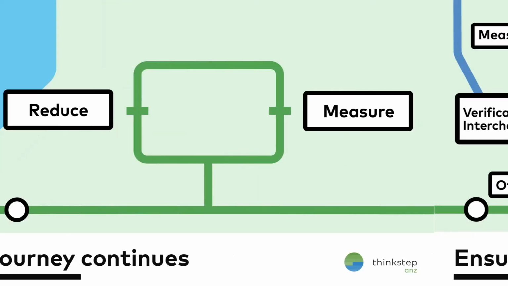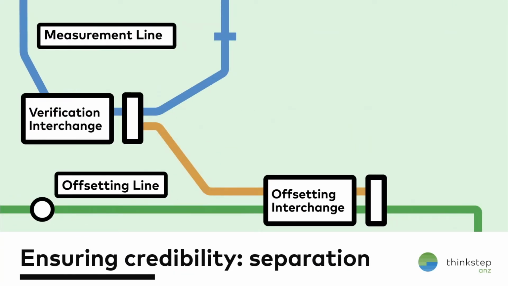So let's have a look at the first stops. And that first stop after reducing and measuring would be the verification interchange. So you come off the measurement line and stop over at the verification interchange. And what you can see here is the verification line is a different line. It's the orange one, because that's quite important. The measurement line goes in a circle, and it can be the same people and the same train helping you on that. But you need to change trains or people to help with the verification, because that needs to be independent. We want to keep those two lines separate.